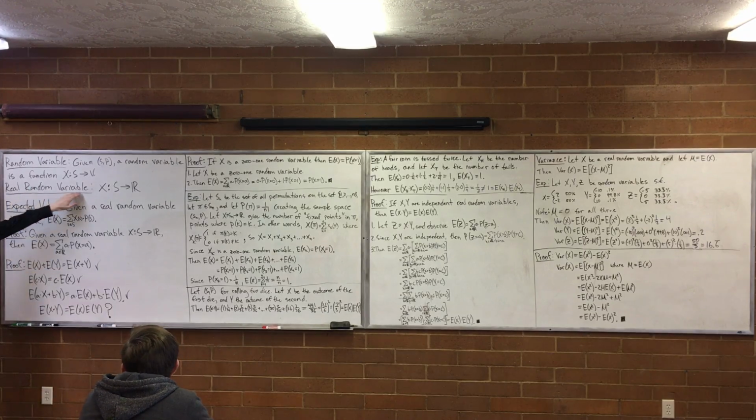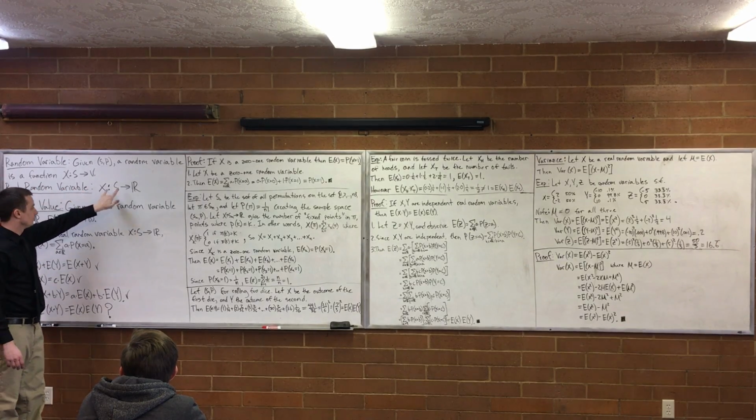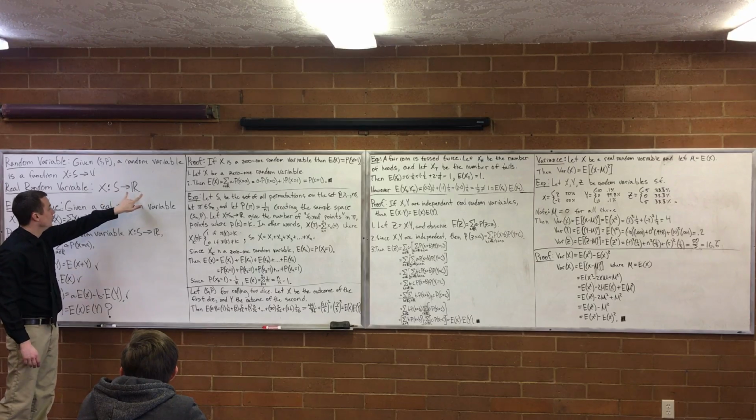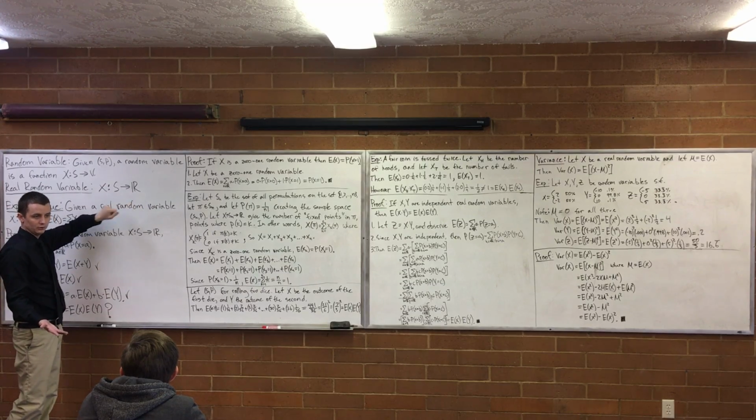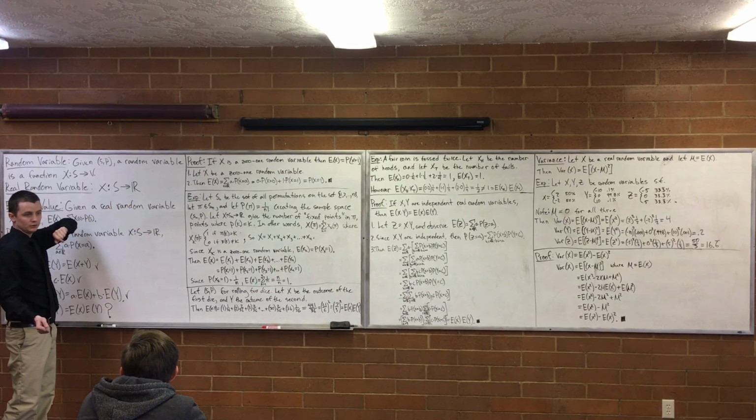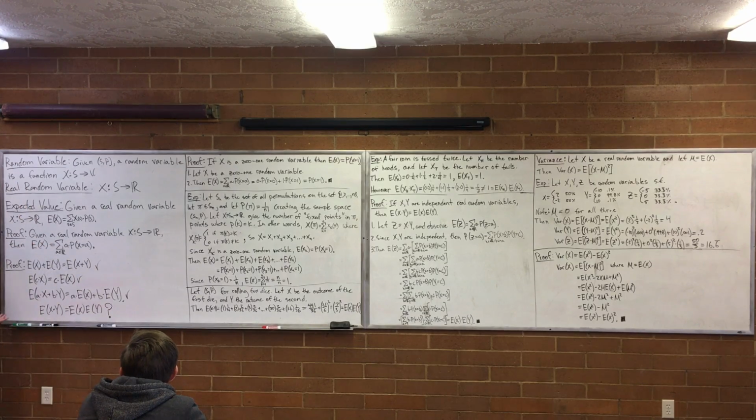A real random variable, or your book probably says real valued random variable, is just a random variable whose codomain is a set of real numbers. So the image is going to be a subset of real numbers. Didn't lose you so far? Nice and easy. Okay, then we got to expected value.